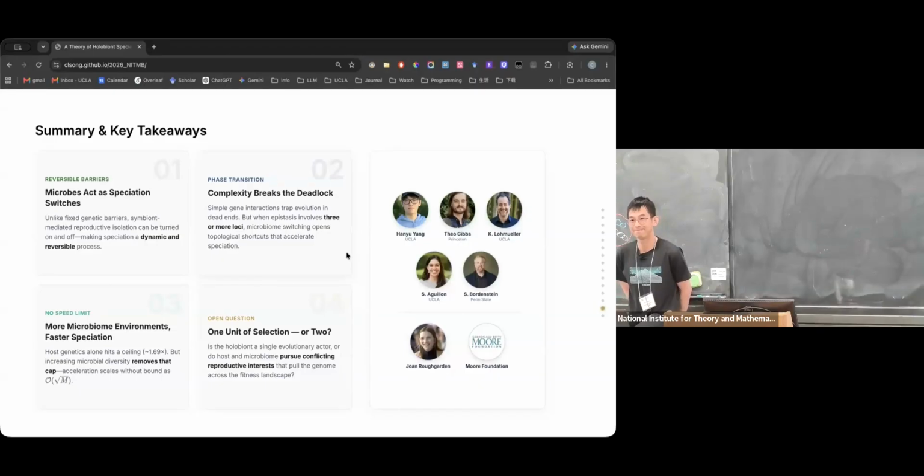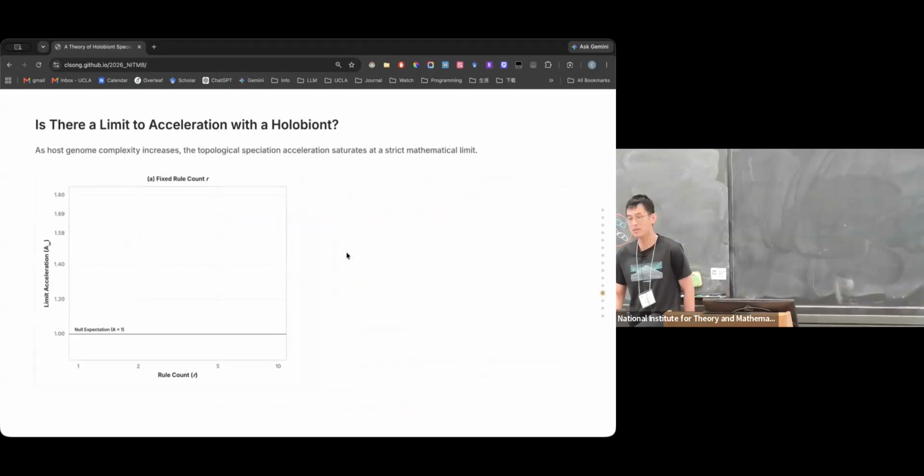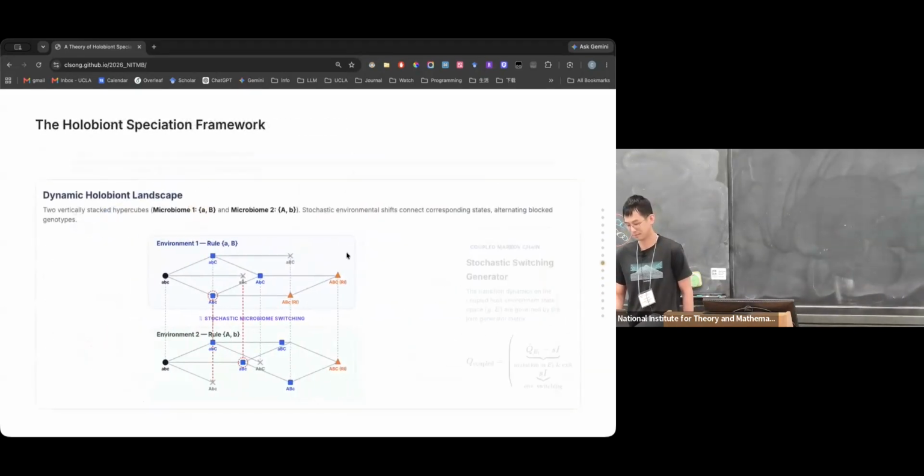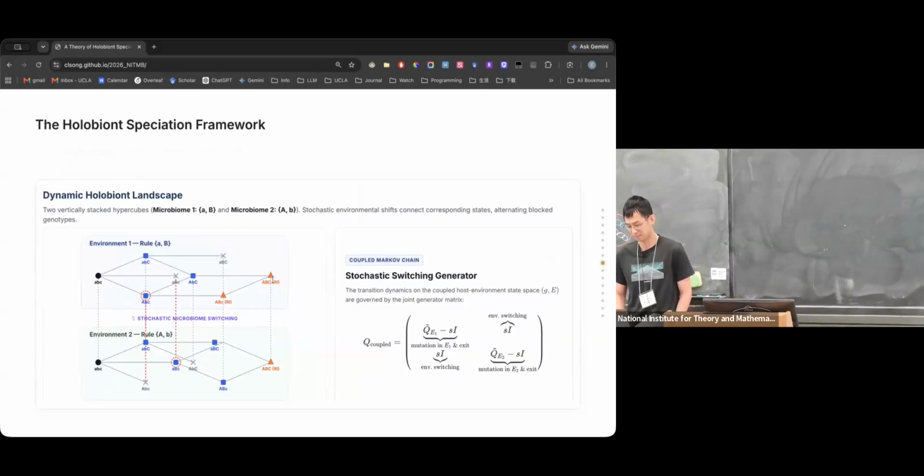Just two quick clarification questions. How are you defining the time to speciation? Is it the first point in time? It would be the first passage time. So it's the first point in time at which you're in an environment and at a genotype that in that environment is incompatible with the ancestral genotype?